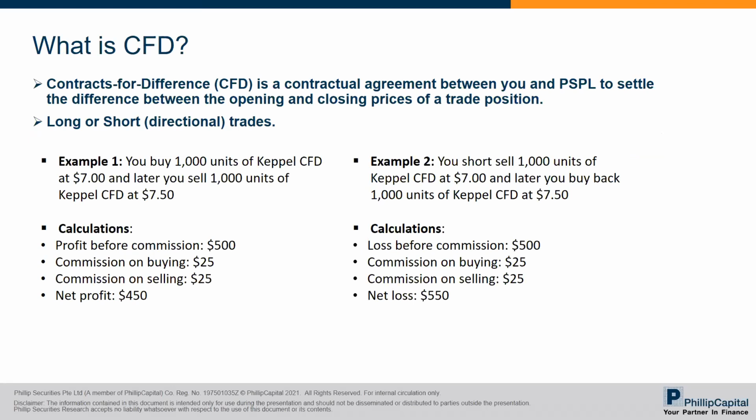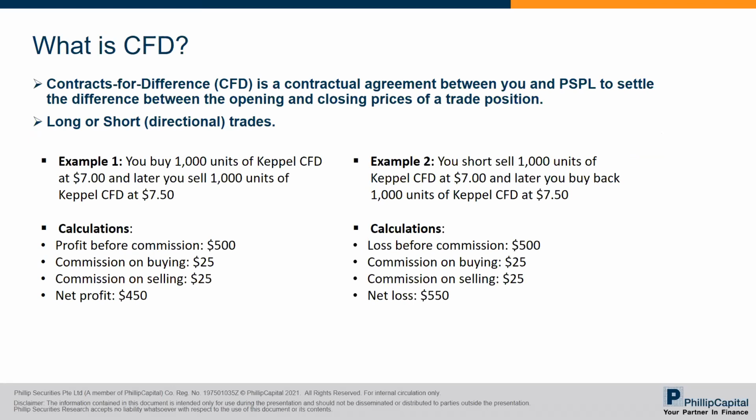CFD or contract for difference is a contractual agreement between you and a company to settle the difference between the opening and closing prices of your trade position. So here we have two examples. One is a long directional trade example. The other one is a short directional trade example.